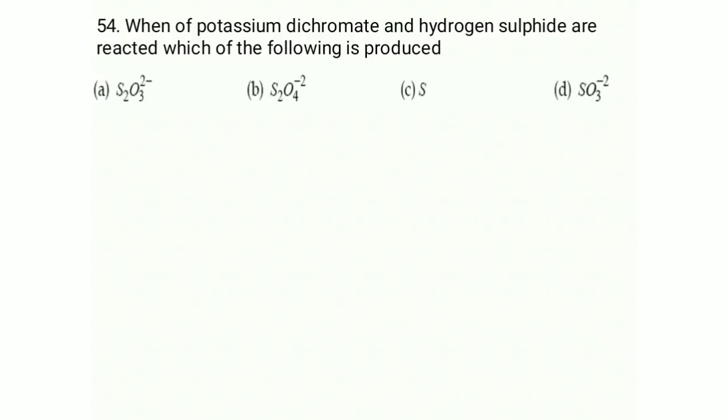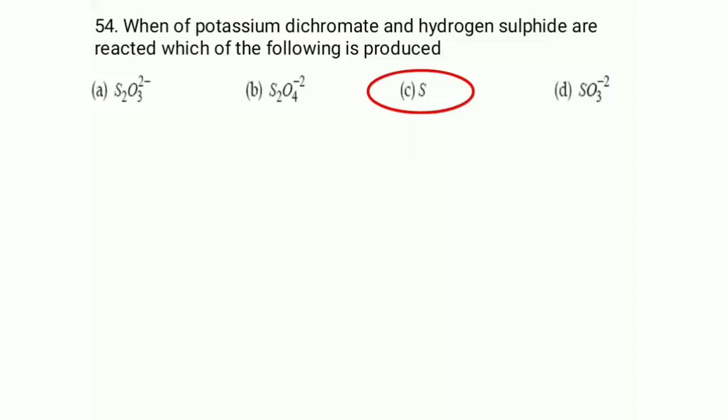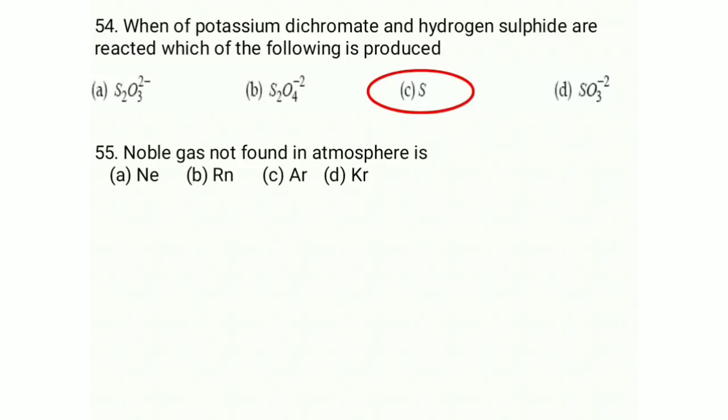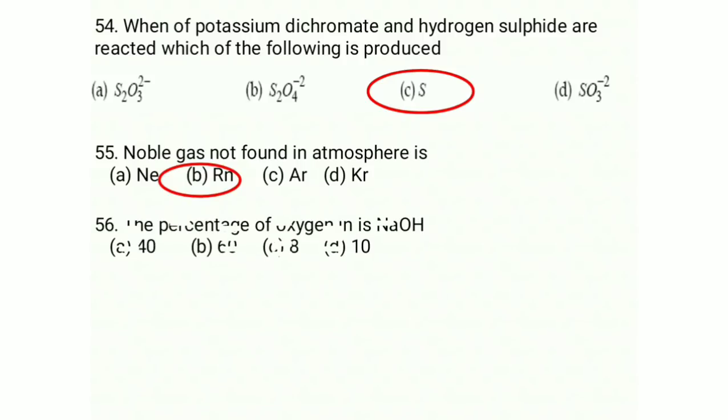Then 54th, when potassium dichromate and hydrogen sulfide are reacted together. Remember, hydrogen sulfide, that is H2S, when it reacts with potassium dichromate, H2S will give rise to sulfur. That is oxidation. So hence the answer for this question is C. Next question, 55th: which noble gas is not found in the atmosphere? The answer is radon. We know that radon is not found in the atmosphere; it is a radioactive noble gas, prepared in the laboratory.